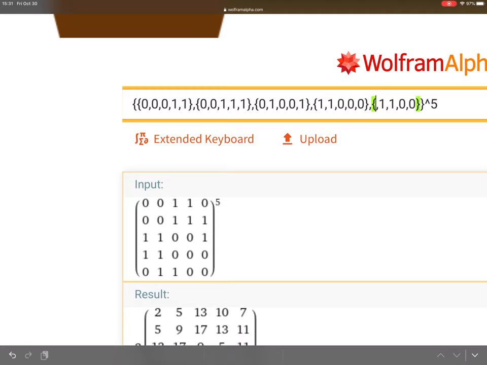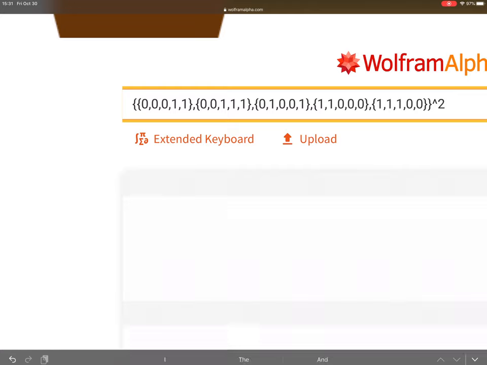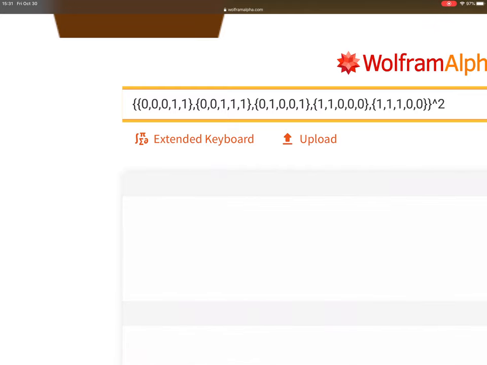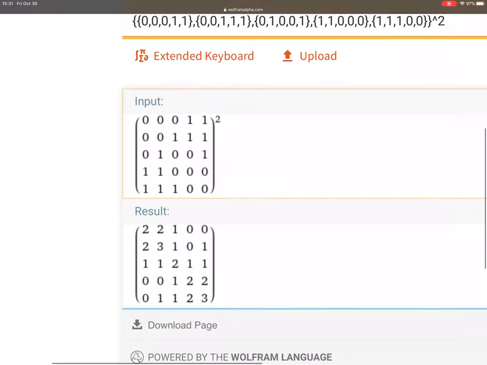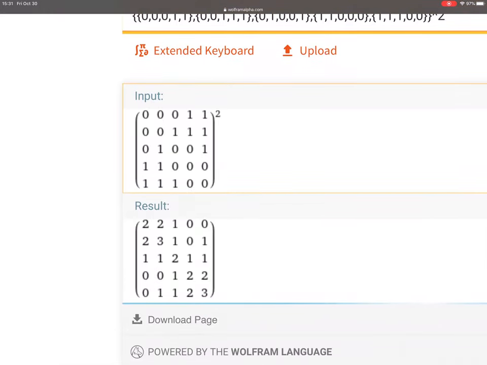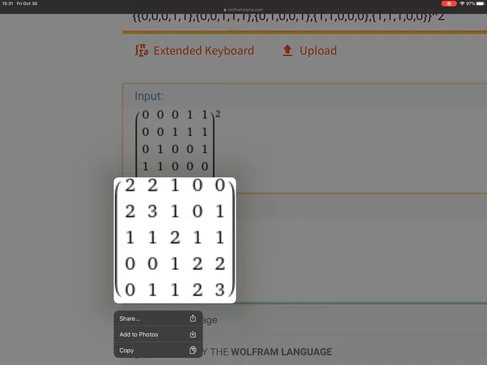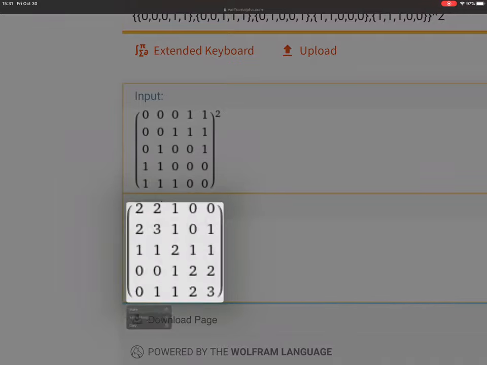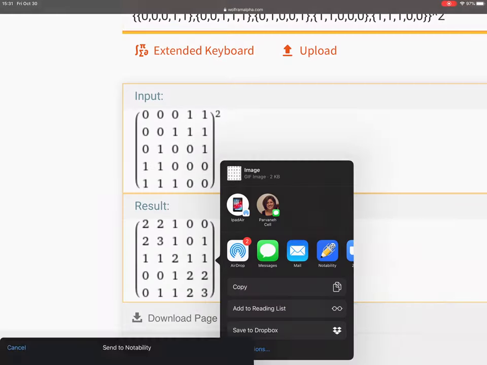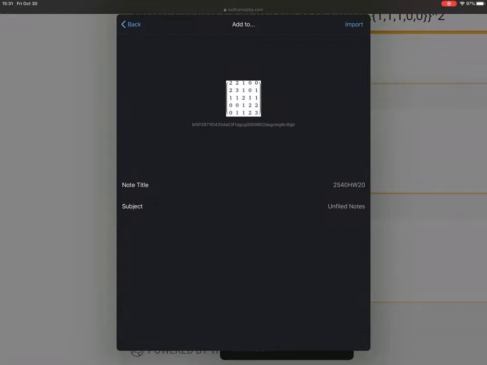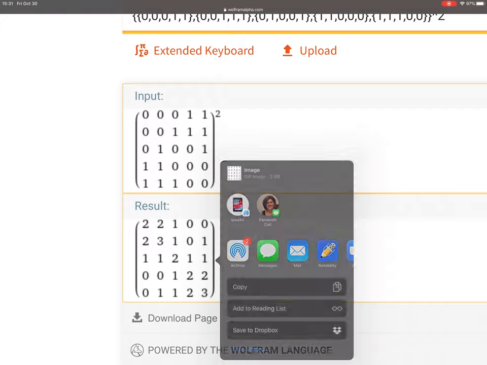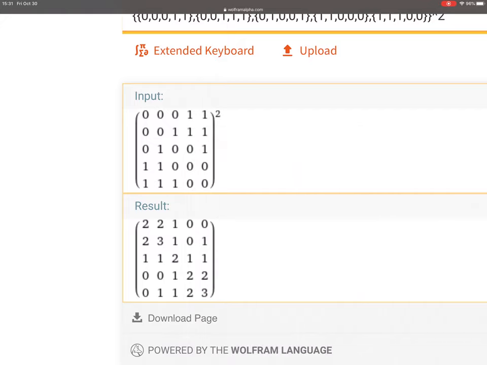Okay. And now we start with the square of this matrix. So the square of this matrix is this guy, okay, so we're going to import it again, with Notability, and add it to our thing. Import, done. I'm going to do all of them. Oh, no, let's look at one at a time.